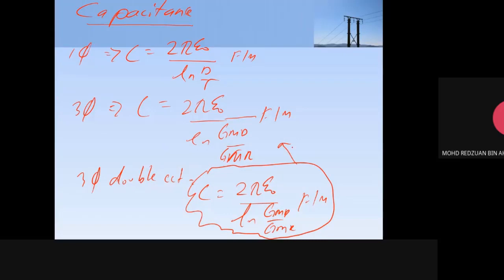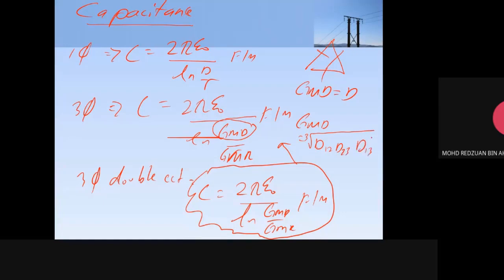Actually, it doesn't have difference. The same equation, but the difference is inside this one. GMD for three phase, for symmetrical line, GMD equal to D. For unsymmetrical, you have to calculate D12, D23, and D13, same as the inductance.